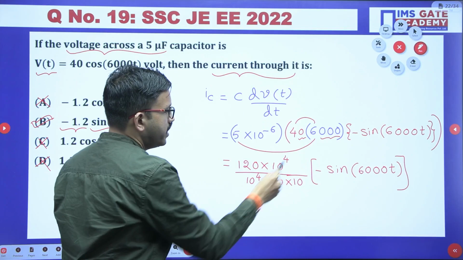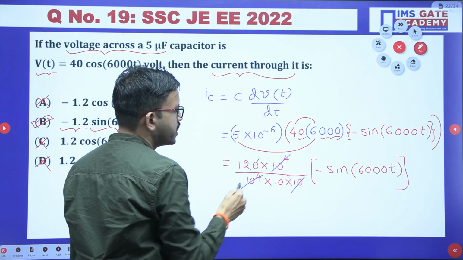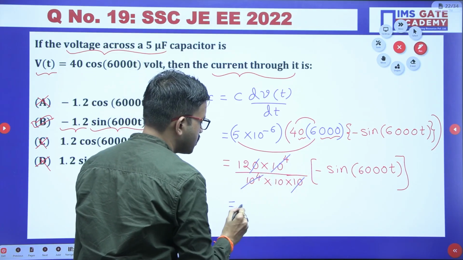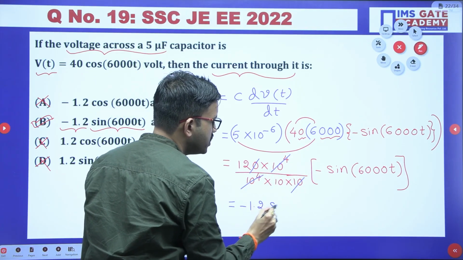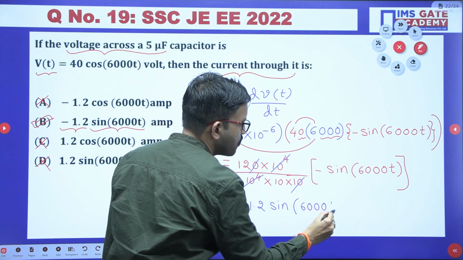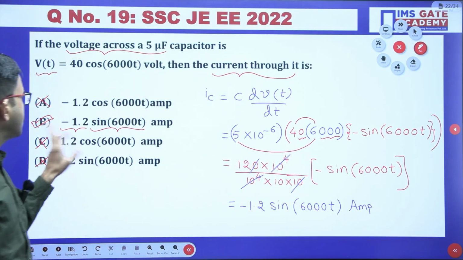Okay, right. Here 10 power 4 and 10 power 4 are getting cancelled, and 10 is getting cancelled. 12 by 10 is nothing but 1.2, and then you have the minus sign. Yes, minus 1.2 into sine 6000t. Units are ampere. Okay, so the answer for this question is option B.